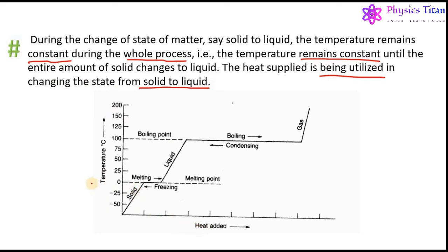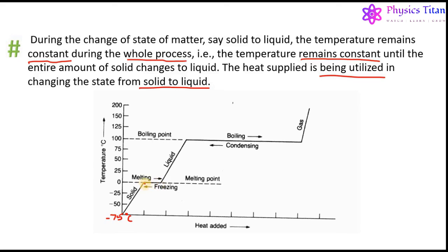Here we have plotted the temperature versus heat added graph for water. Let us assume the water is at minus 75 degrees Celsius in the initial stage. At this temperature, the water is in the form of ice, or we can say in the form of solid. As heat is added, the temperature of the ice will increase continuously until the freezing point of water is reached, that is 0 degrees Celsius, this point. We know that 0 degrees Celsius is the freezing or melting point of water. That is, the ice will start melting into liquid.